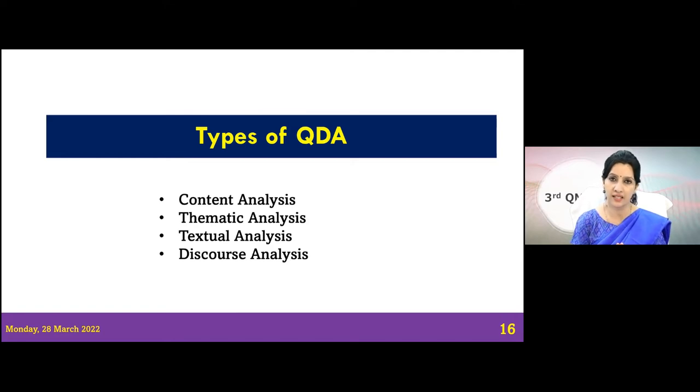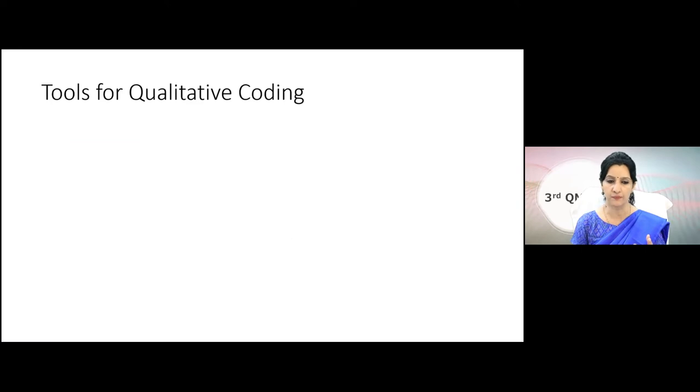There is content analysis, thematic analysis, textual analysis, and discourse analysis. Most of the time we perform thematic analysis, because we come up with the themes after merging the categories. Content analysis is also very interesting, where we analyze already published content. In that case, the time for taking the interview and making the transcript is saved. So it is a quicker method of doing qualitative research.